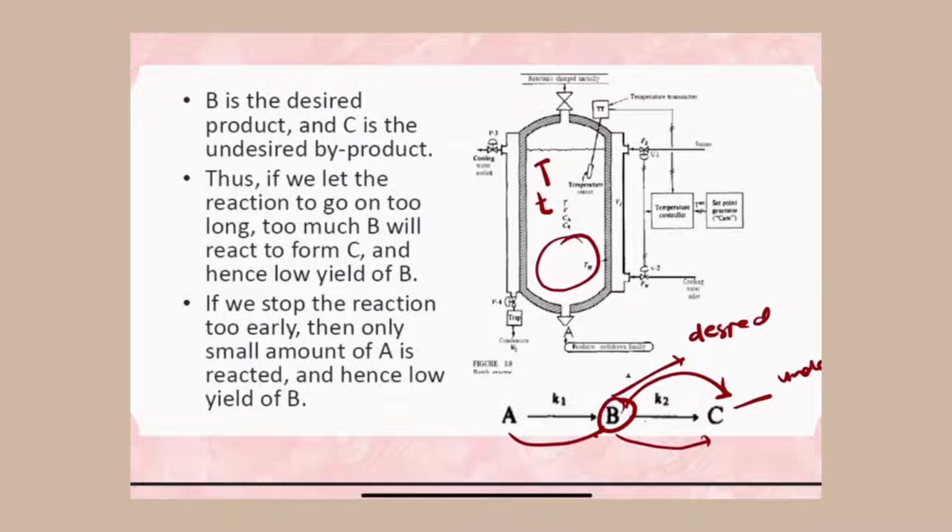And if we stop the reaction too early, then only a small amount of A will have reacted to produce B, and hence a low yield of B. So that is why we need to know the optimum temperature and also the time for the reaction to stop, so that the reaction will favor our desired product.